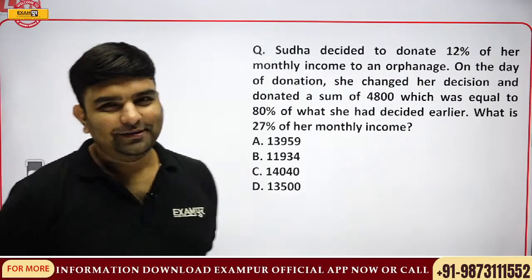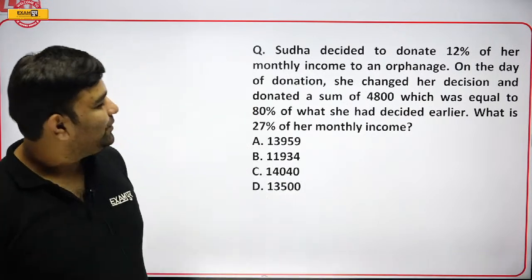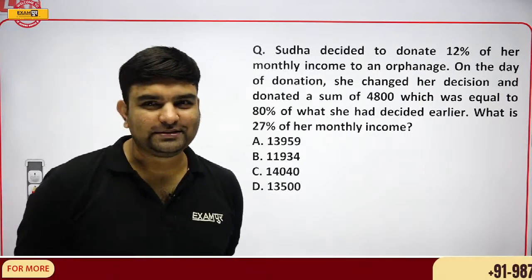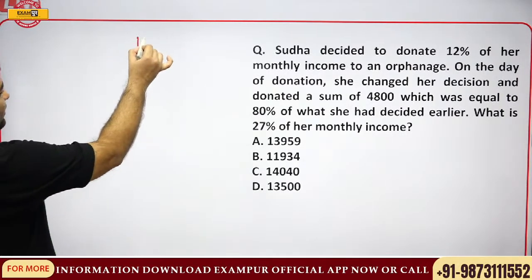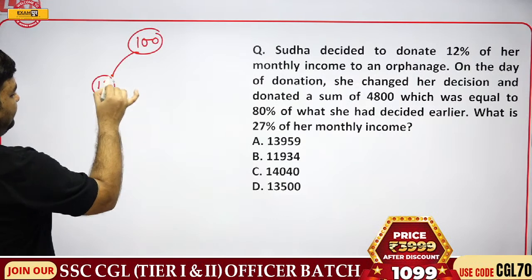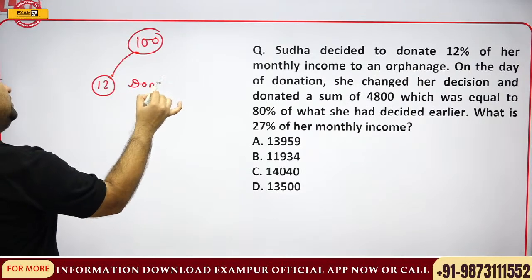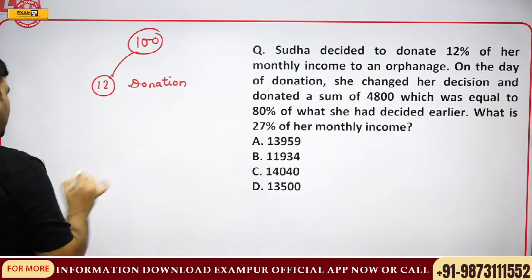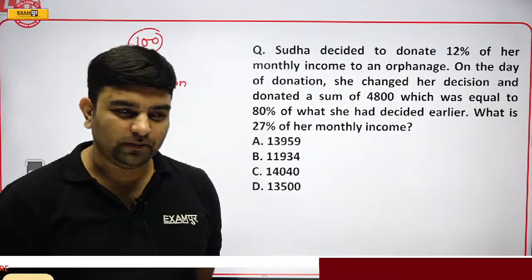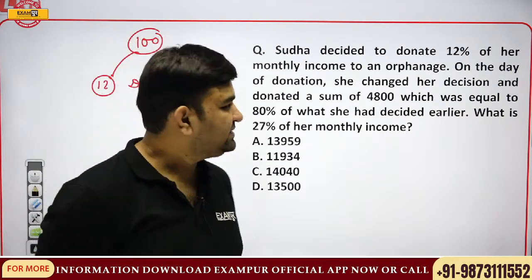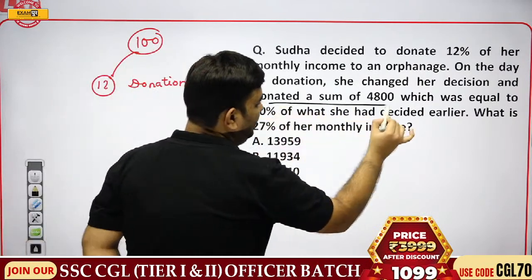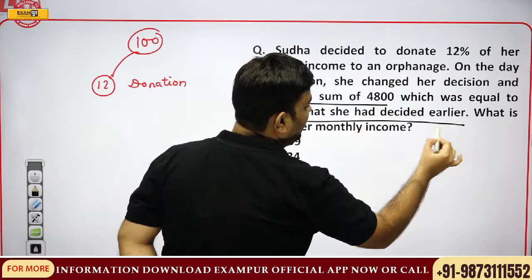Shudha decided to donate 12% of her monthly income. What a big step. Out of 100, she has decided that she will donate 12. But on the day of donation, because of some scarcity of funds, she changed her decision and donated 4,800, which is 80% of her earlier plan.